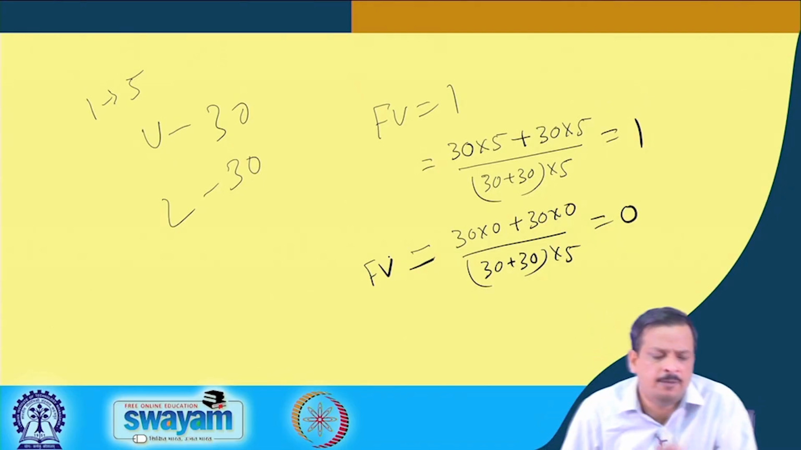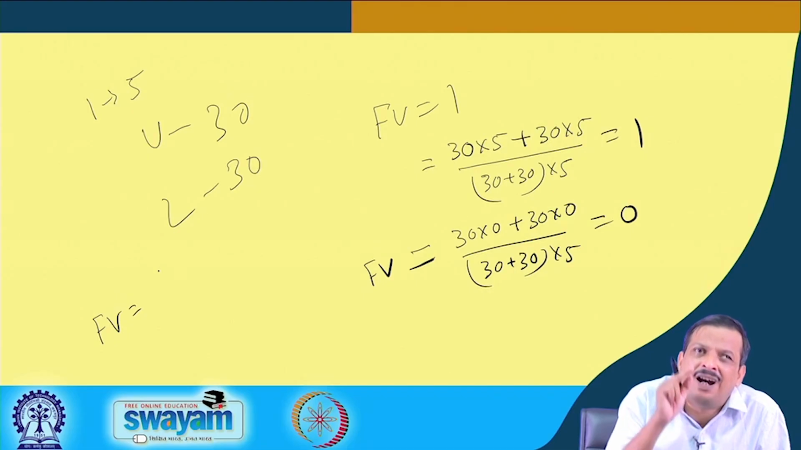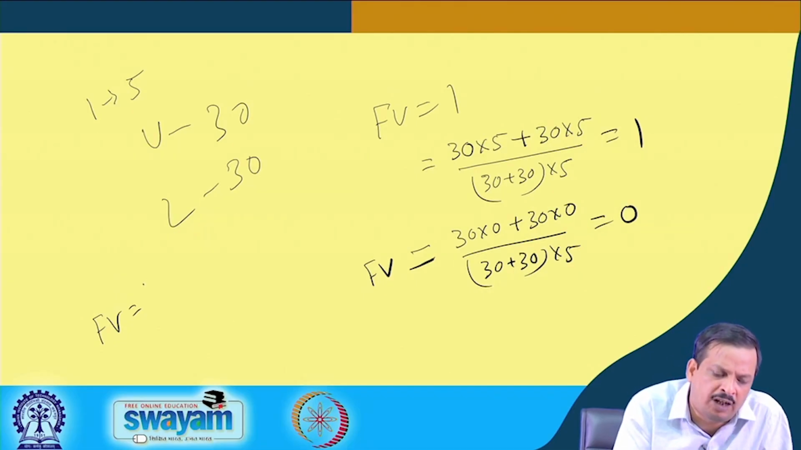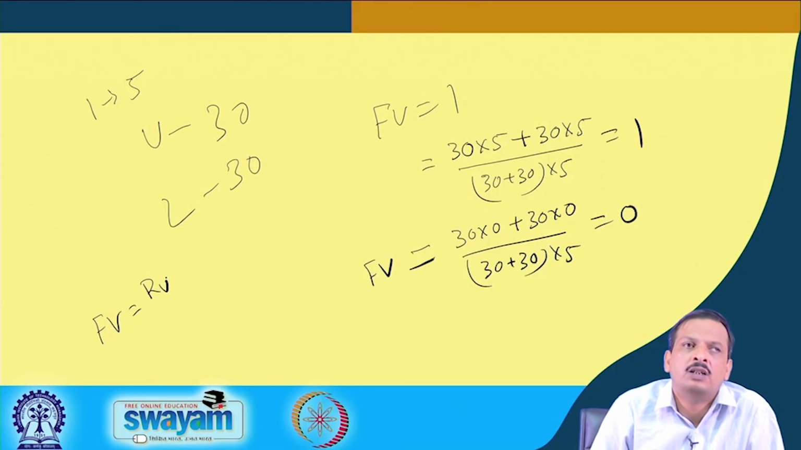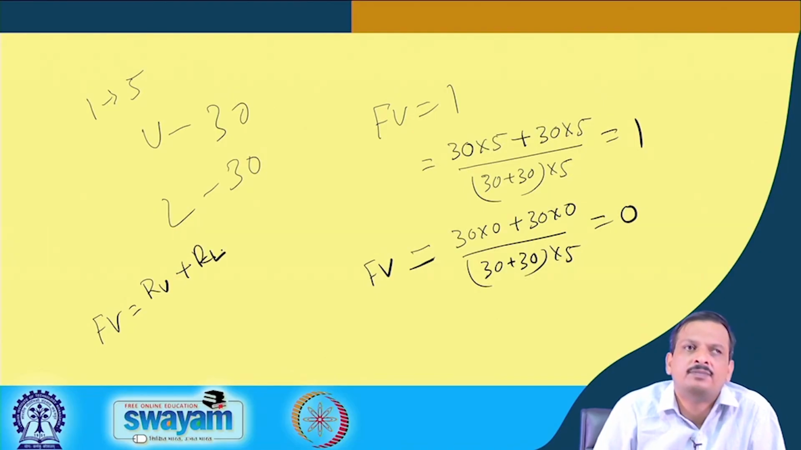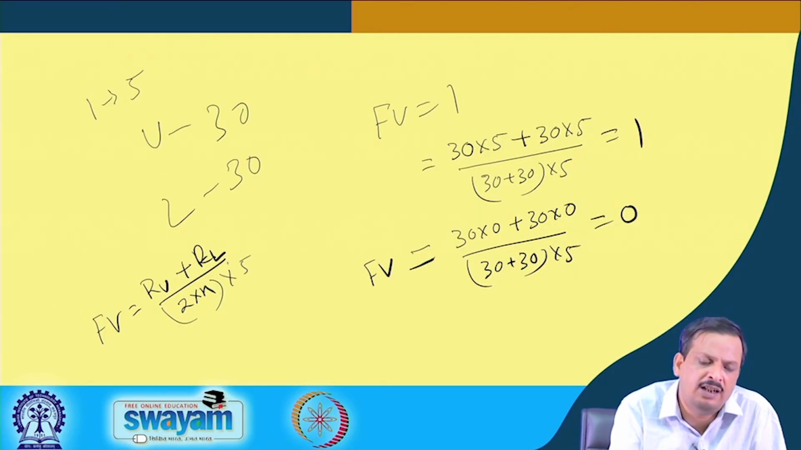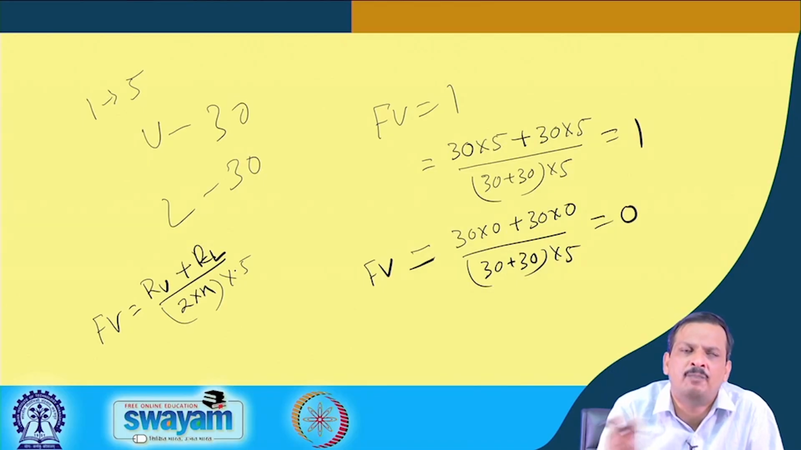So, the formula is FB is equal to marks obtained by upper group, RU, plus marks obtained by lower group, RL, divided by total group size, 2 into n if the group size is n, into test item marks. If the marks is 1, then into 1. If the test item marks is 5, then into 5. If test item marks is 10, then 10.